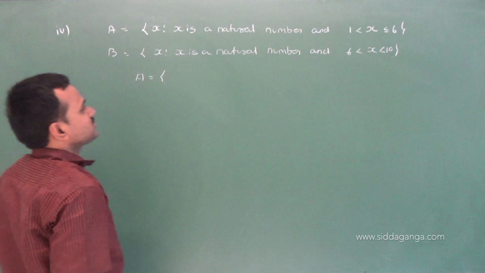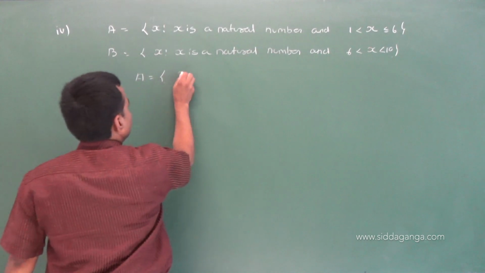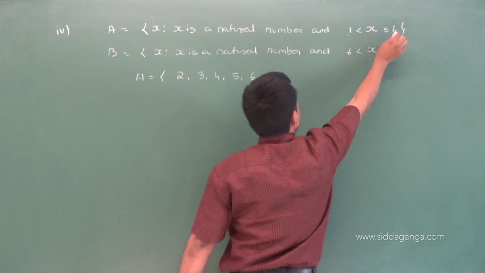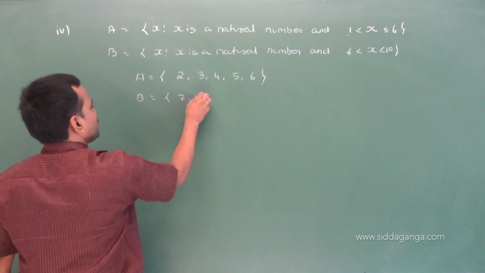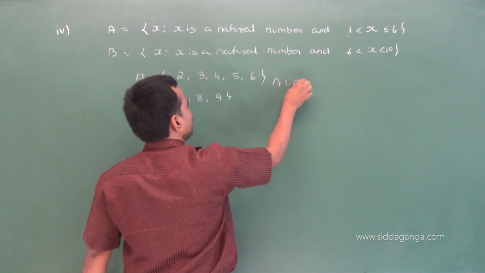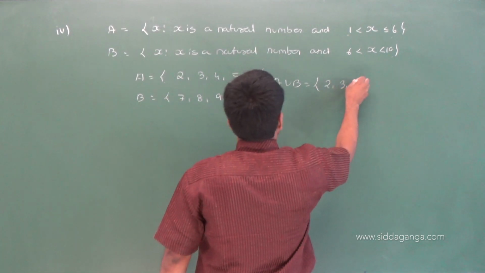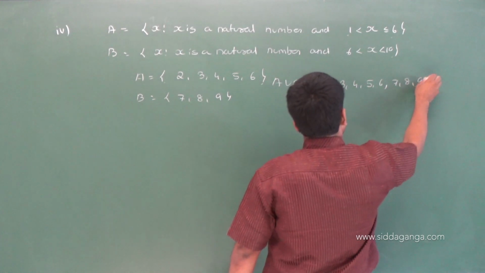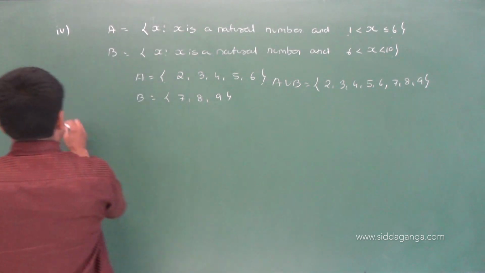Then we write A in roster form, since it is given in set builder form. A is 2, 3, 4, 5, 6. 1 is excluded, 6 is included. B is equal to what? 7, 8, 9. Correct? So A union B is equal to 2, 3, 4, 5, 6, 7, 8, 9. Next question, fifth question.